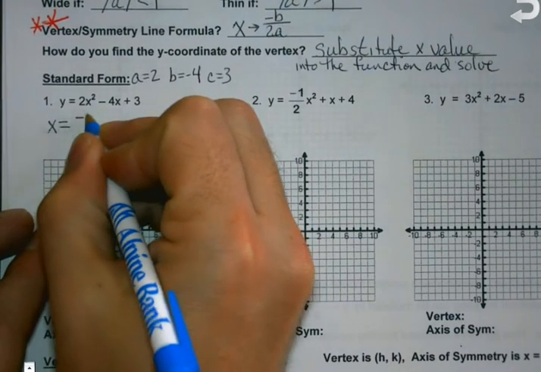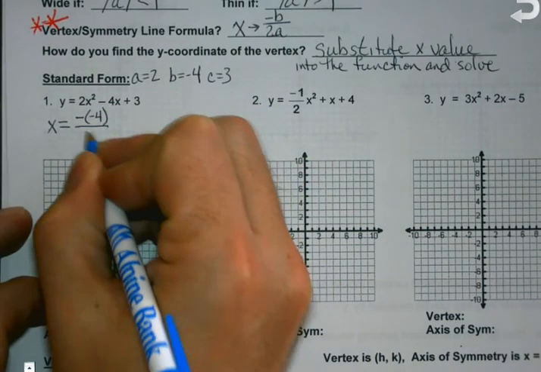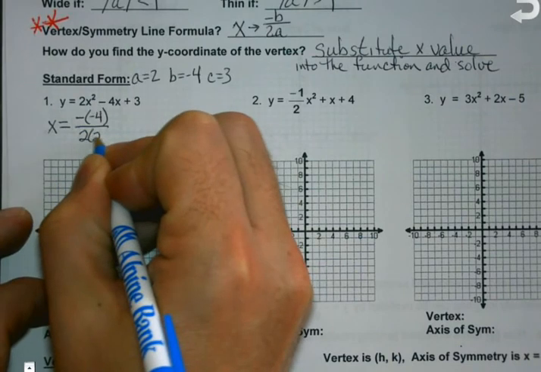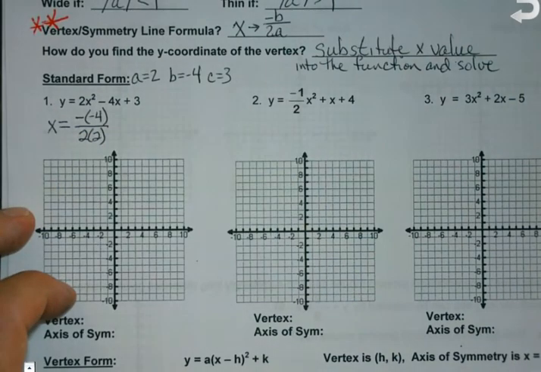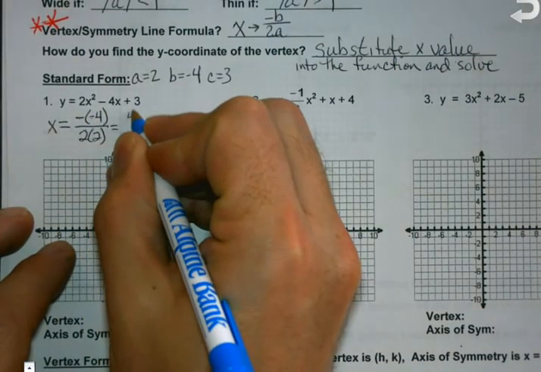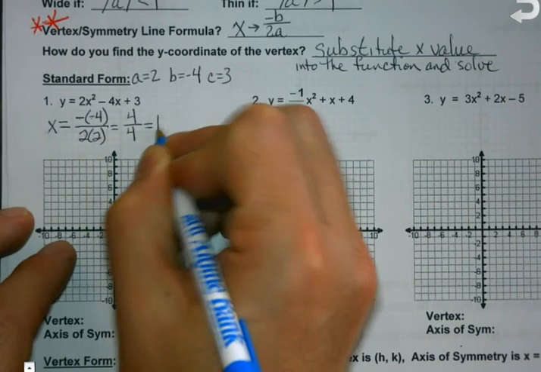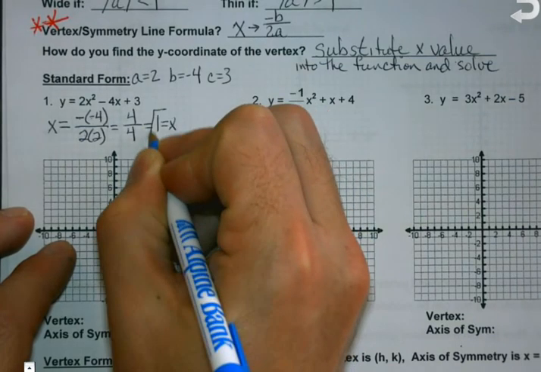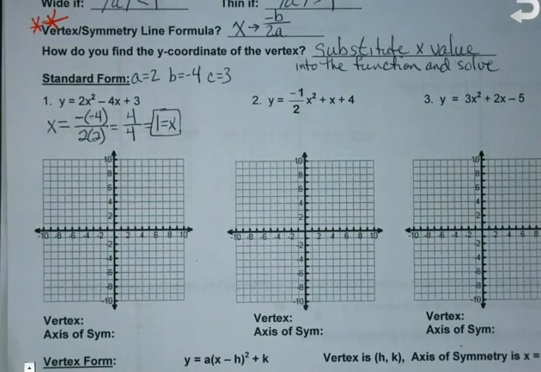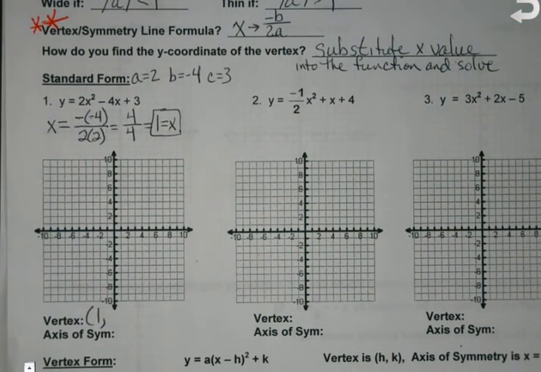And again, watch your sign. So it's negative b, so the opposite of negative 4, over 2a. It will be. Yep, I just want you to see where it's coming from, but yes, it will be. The opposite of negative 4 is positive. 2 times 2 is 4. Okay, so I have the x value for my vertex.